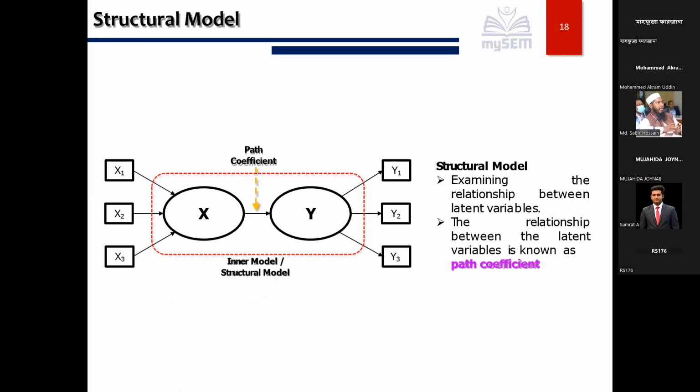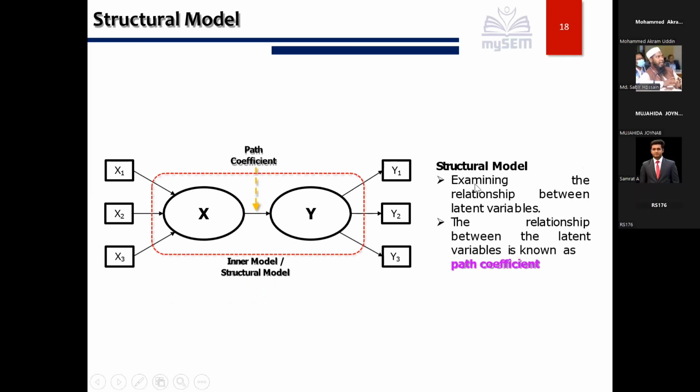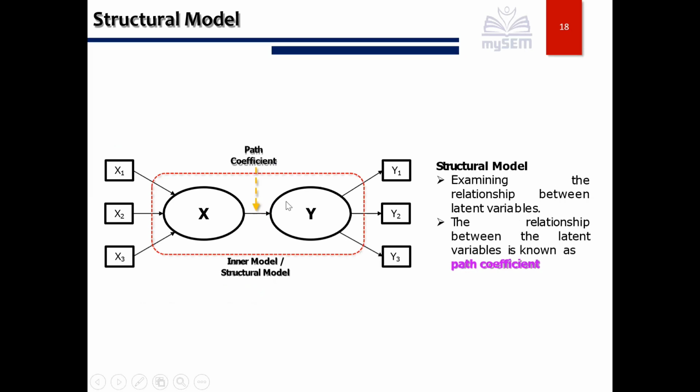This is the structural model. In the structural model, you examine the relationship between latent variables, the independent and dependent variables. The relationship between the latent variables is known as the path coefficient. When we run the software, we get a value, and that value is called the path coefficient. The structural model is also called the inner model. So I think that is the objective of the structural model.